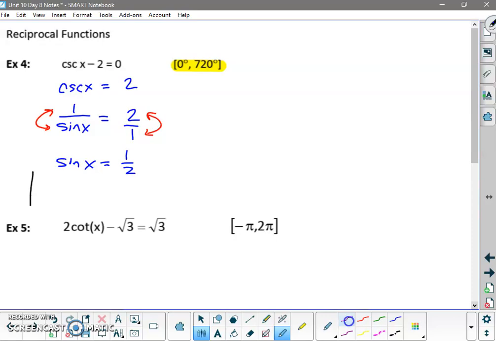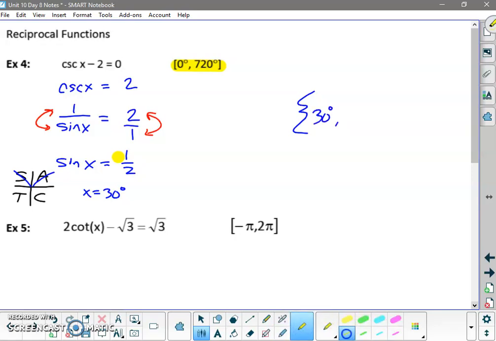Let's talk about quadrants. ASTC, I recognize that sine is positive. Where is it positive? First and second. Okay, so where is sine 1/2? That's one of the first ones you should remember. Sine of 30 degrees is 1/2, so I'm talking about 30 degrees, and I am in degrees here. So 30 degrees will be my first angle. Now I have to get what 30 degrees as a reference angle would be in the second quadrant. So that's going to be 180 minus 30. That's going to be 150 degrees.